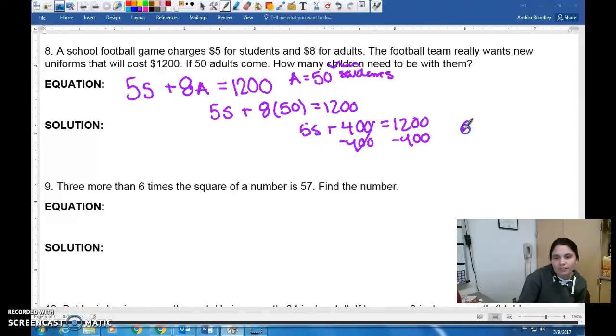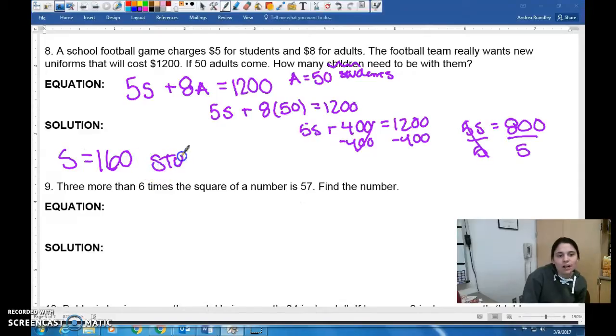So I have 5s equals 800. Divide both sides by 5, and 800 divided by 5 is 160. So 160 students have to come in order for them to make $1,200.